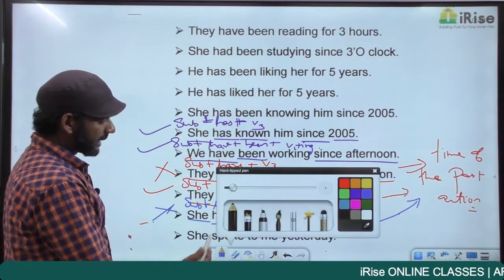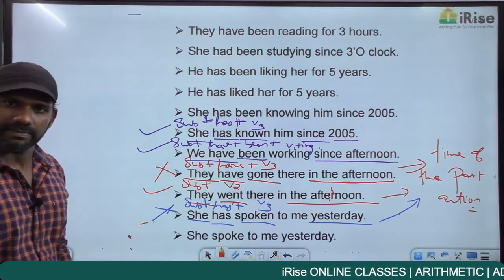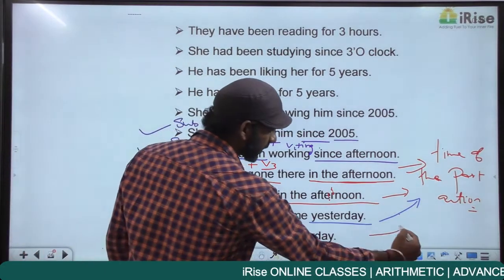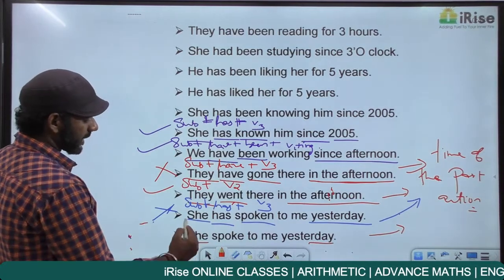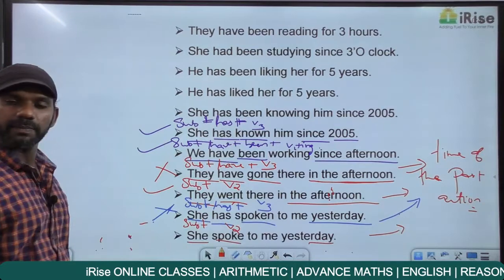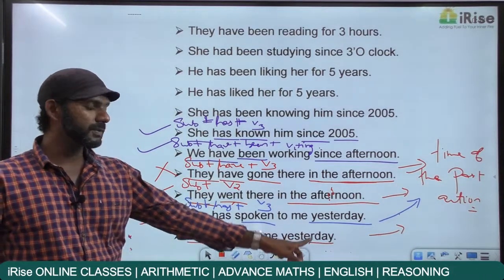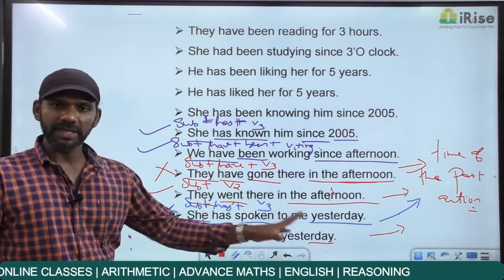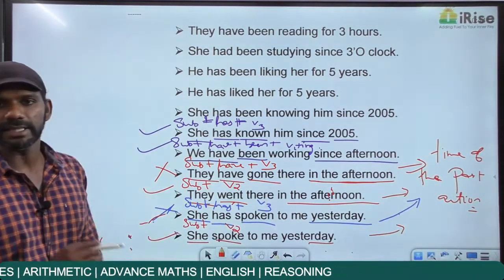Come to the last one here. She spoke to me yesterday. Yesterday is time of the past action. You know that? She spoke to me. The subject here is she, plus spoke is V2. Subject plus V2 is simple past, and simple past is used when the time of the past action is mentioned. Time of the past action is mentioned here. We use simple past. This statement is grammatically correct.